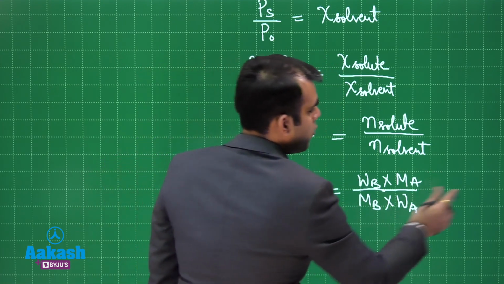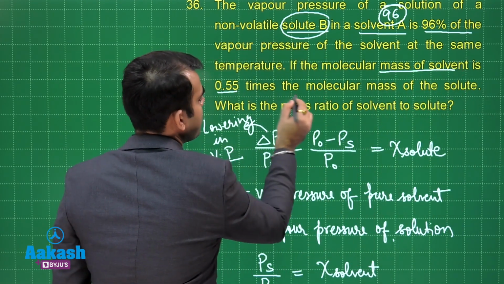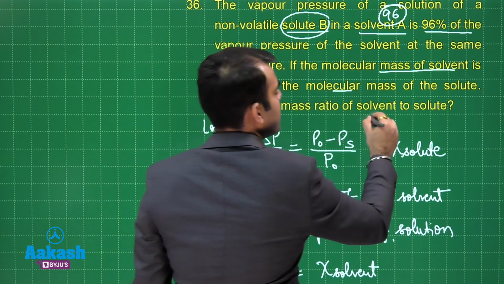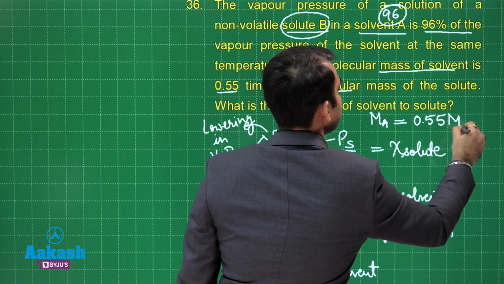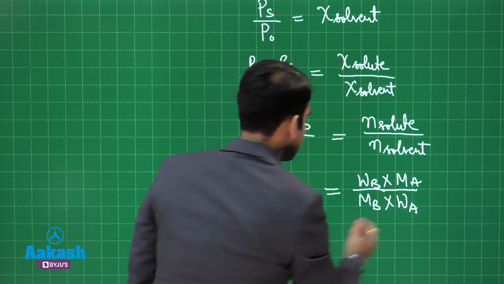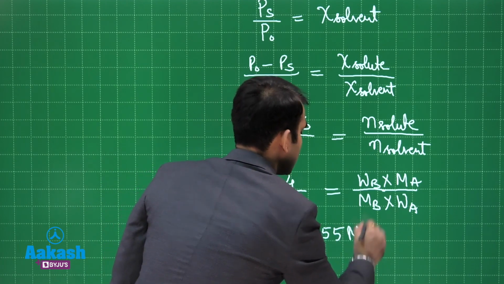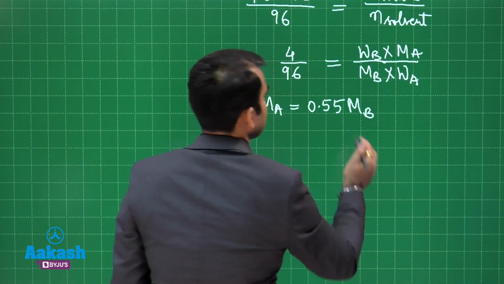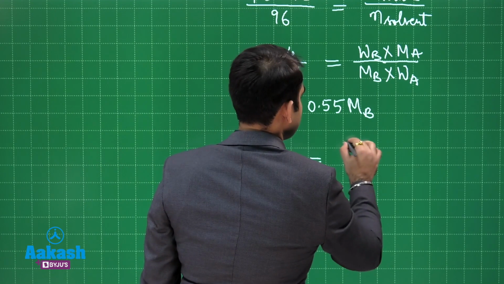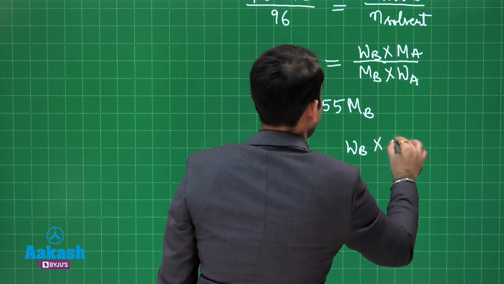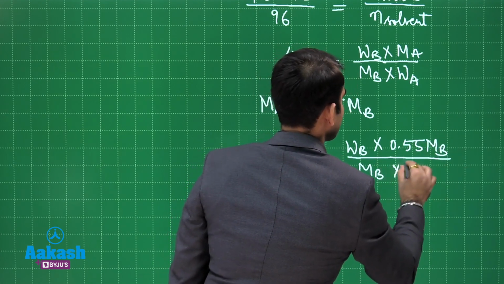Now in the question one more piece of information has been given, that the molar mass of solvent is 0.55 times the molecular mass of solute. It means Ma is basically 0.55 times Mb. So this additional information has been given to us, that Ma is 0.55 times Mb. Now if I substitute it here, this becomes 1 by 24 equals Wb into 0.55 Mb divided by Mb into Wa.